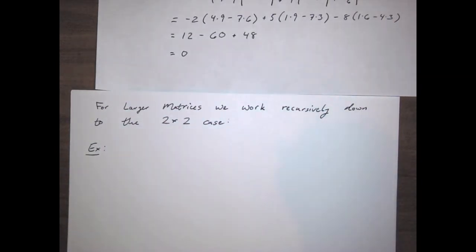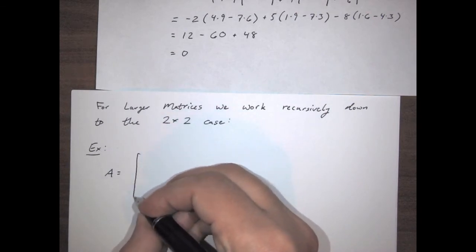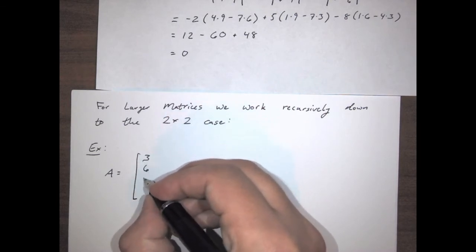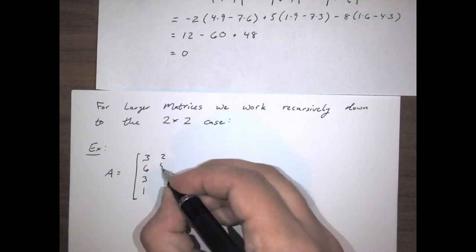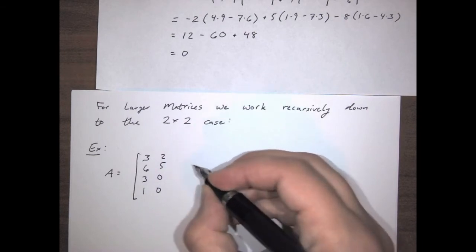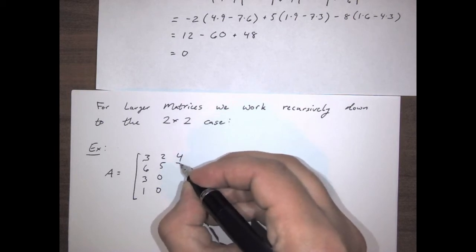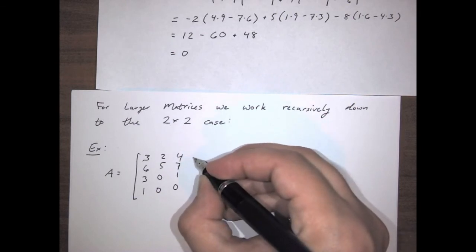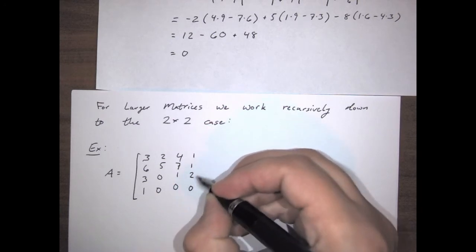let's say we had a 4 by 4 matrix. So let's say A equals, let's go 3, 6, 3, 1 for the first column. And then the second column, let's go 2, 5, 0, 0. And then for the third column, let's go 4, 7, 1, 0. And then for the fifth column, let's just go 1, 1, 2, and 0.